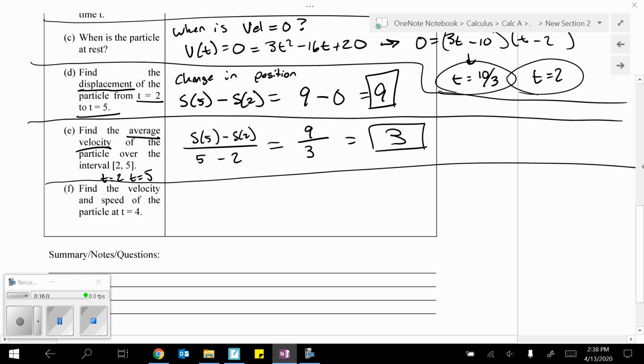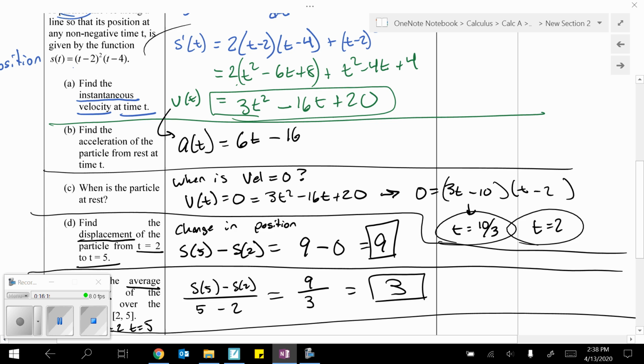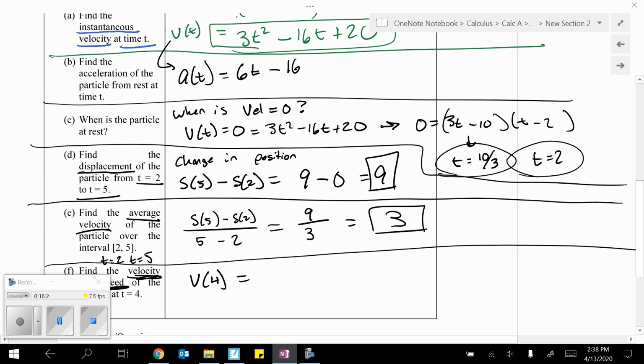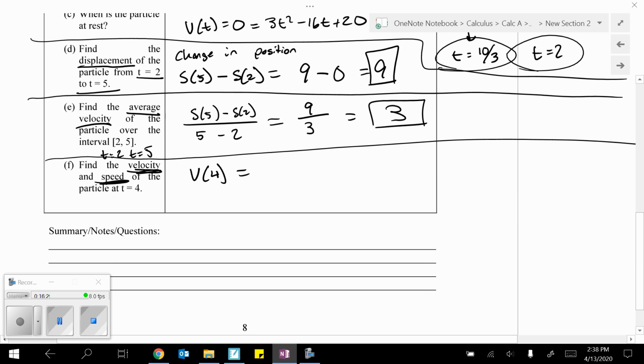Finally, our last thing is to find both velocity and speed of the particle at t equals 4. Well, the velocity at 4 would be plug 4 into that instantaneous function, which was that quadratic up here, right? So you plug 4 into that. 16 times 3, 16 times 4, so we're going to be left over with minus 16 plus 20. Looks like it comes out as a nice even 4. And then speed, remember speed is the magnitude of the velocity. So in this case, they're the same. The only time they're going to be different is if one of them's negative.